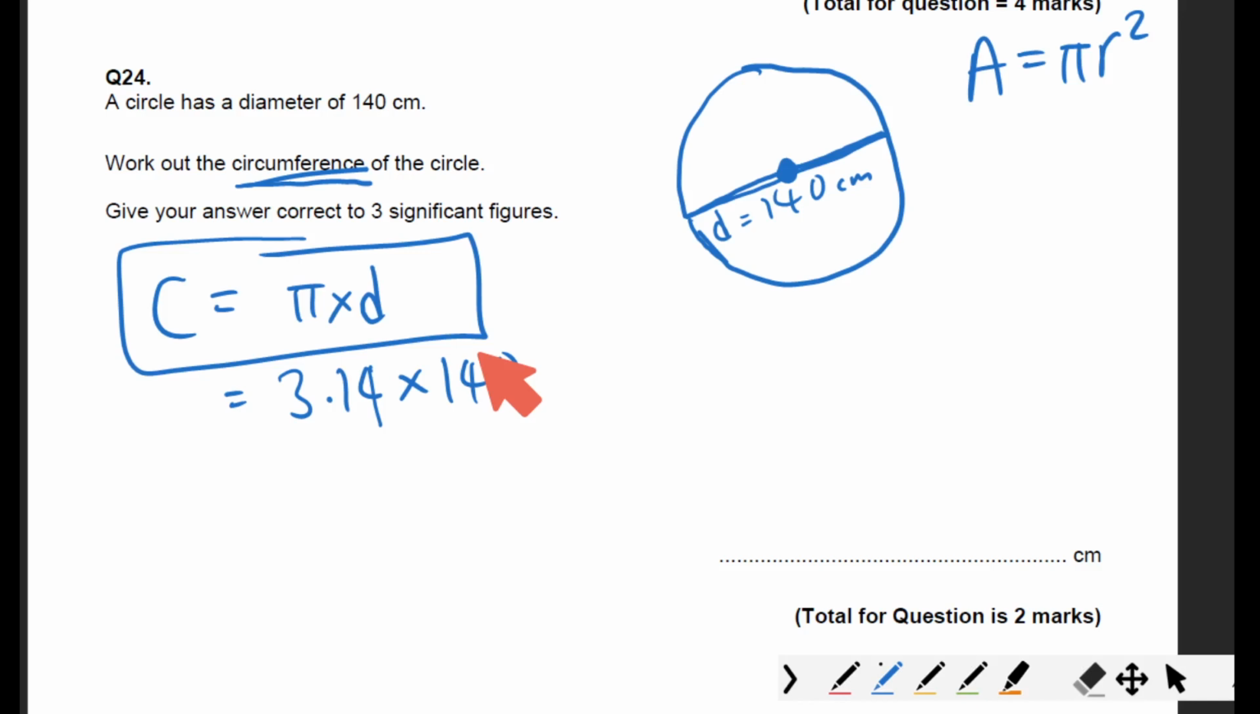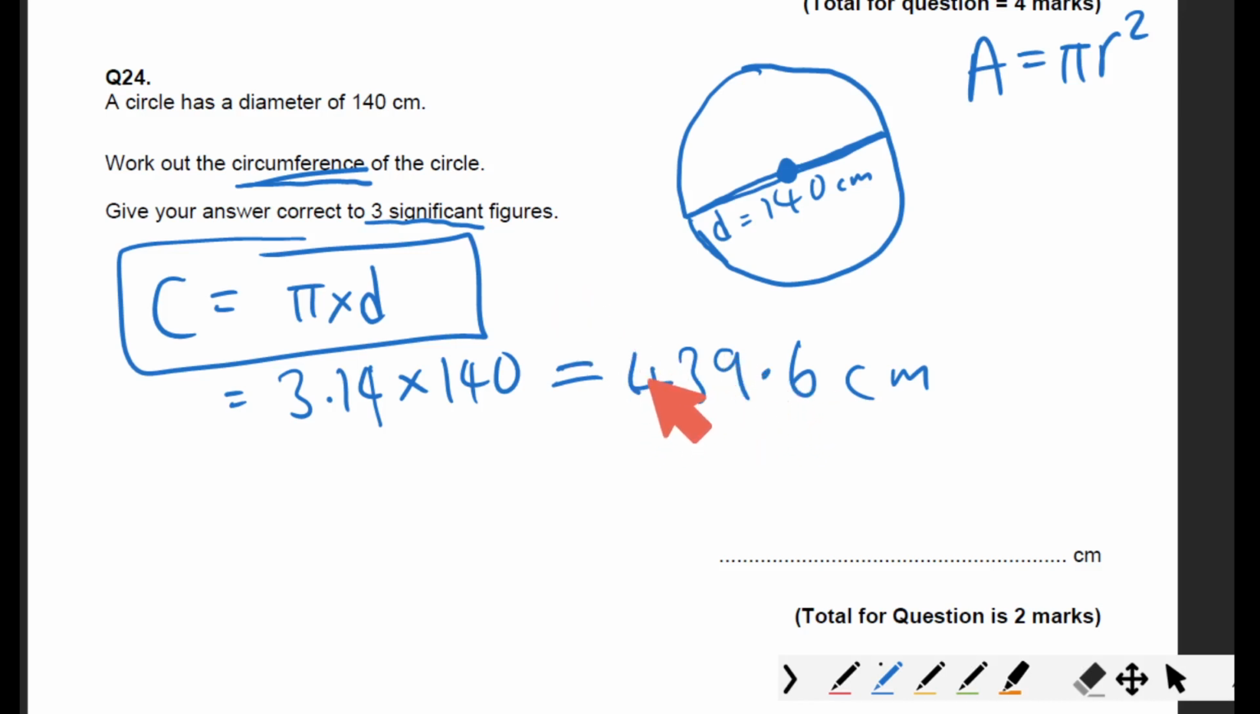I'm just using 3.14 times 140, the diameter. I've got a fraction on my calculator, so I'll press the SD button to change it to a decimal. On my display, it's saying 439.6. It's a distance all the way around, so that's centimeters. But they want the answer to 3 SF, not 3 decimal places, 3 SF.